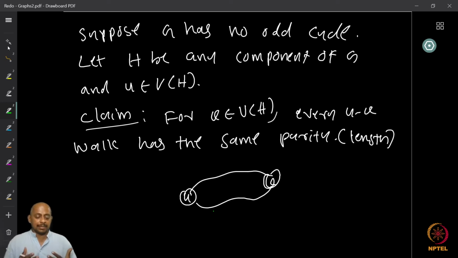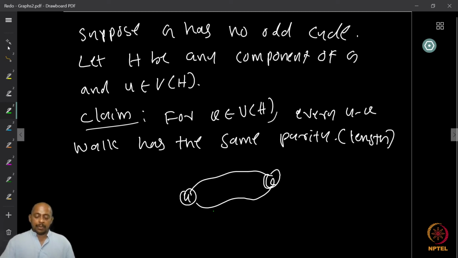Our assumption is that we start with a graph which has no odd cycle. Then we take some component. Then I fix some vertex U in this component. Then for every vertex V I take, I find all the UV walks. Once you fix V, every UV walk has the same parity. It is all odd length or all even length.